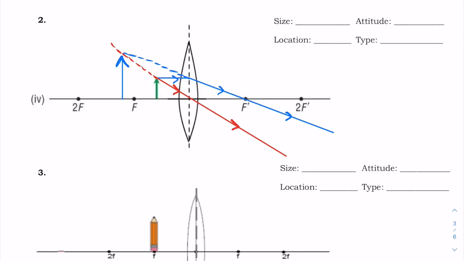But by the way, whenever the object is inside of F, that'll be the only scenario where you form a virtual image. In this case, the size is larger. Notice that it's upright. So virtual images will be upright, real images will be inverted. The location, you can say behind the lens, or to the left of the lens, as you prefer. And as I said, this would be a virtual image.